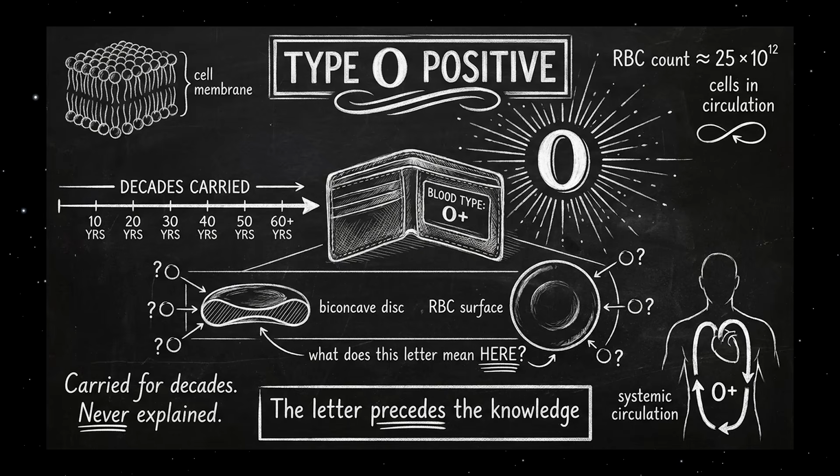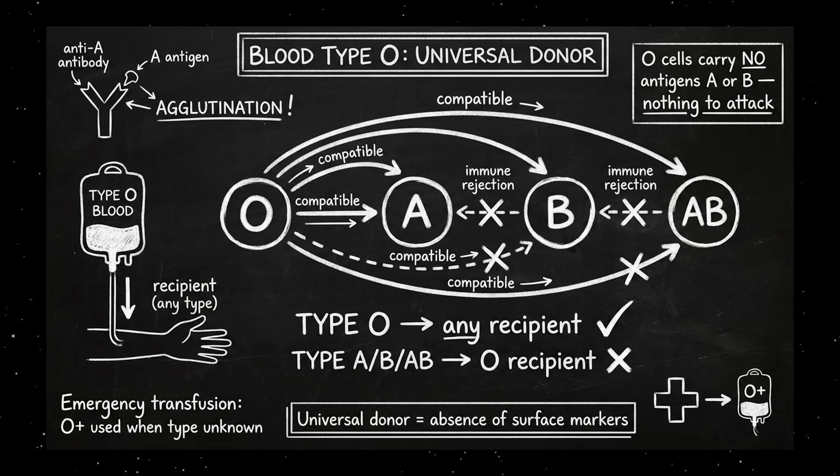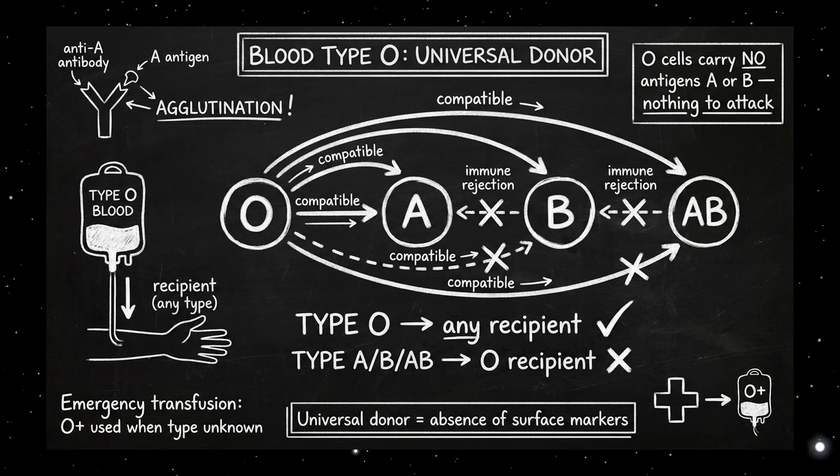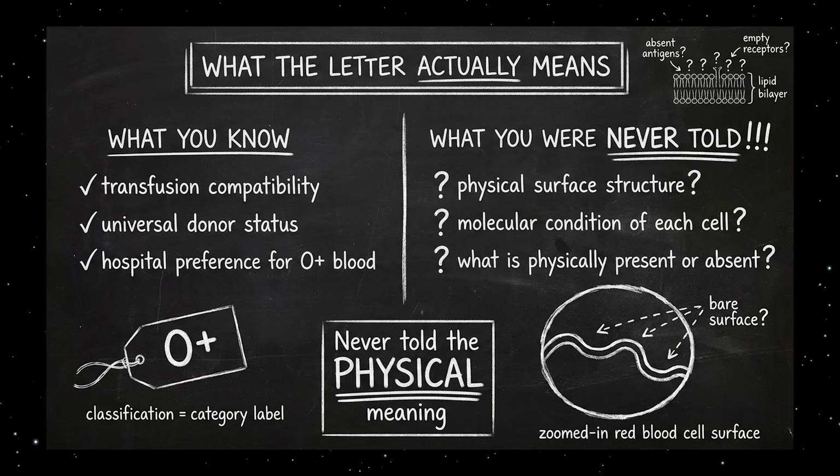The letter sits on a card in your wallet. Type O positive. You have carried this letter for decades. You know what it means for transfusions, universal donor. You know the hospital wants your blood because it can go into almost anyone. You have never been told what the letter physically means on the surface of each cell.